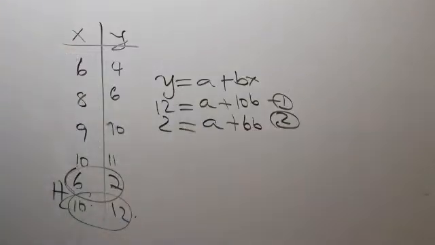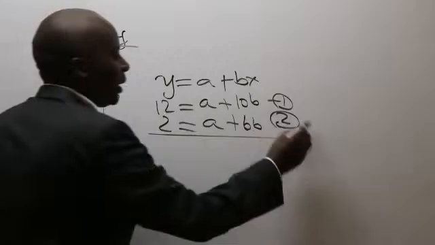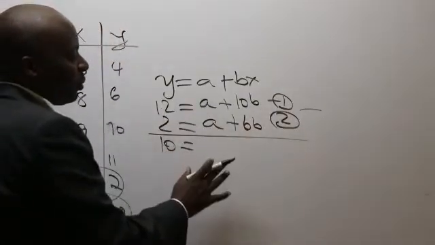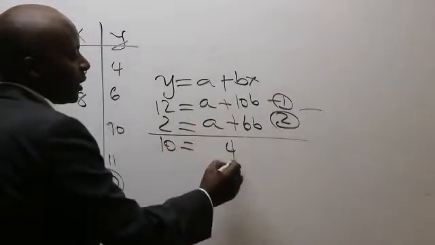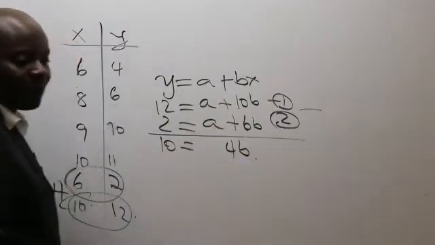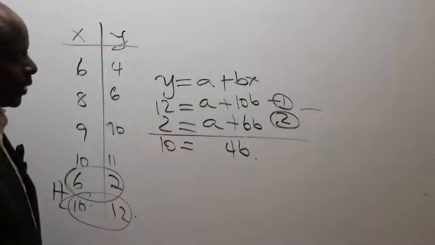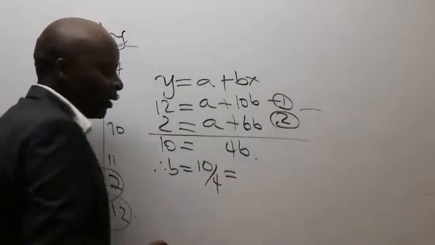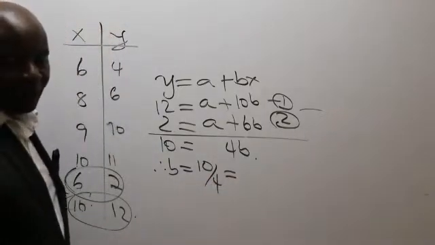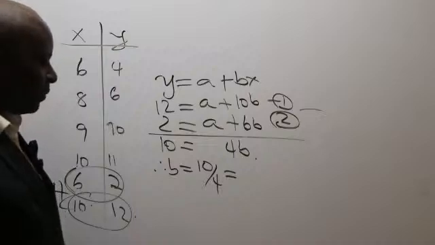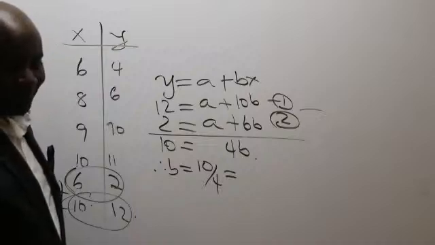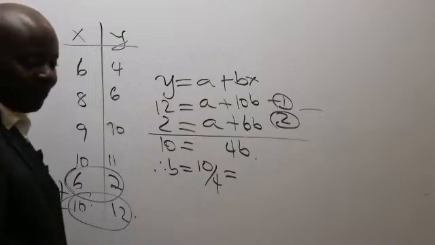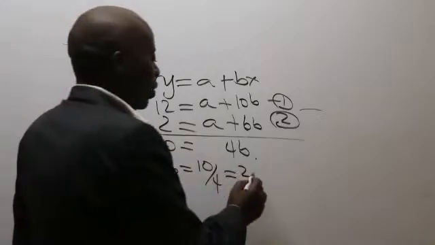So please subtract for you to be able to eliminate a. So 12 minus 2, that gives me 10. A minus a, that disappears. 10b minus 6b, that gives me 4b. Implying that b will be 10 divided by 4. So 10 divided by 4, what do we have there? 2.5. So b is 2.5.